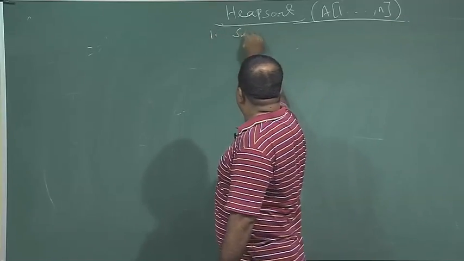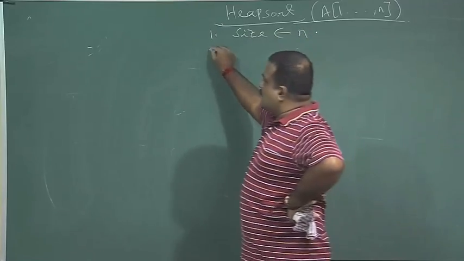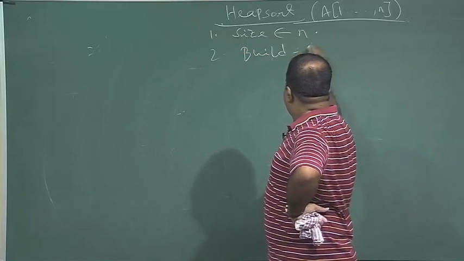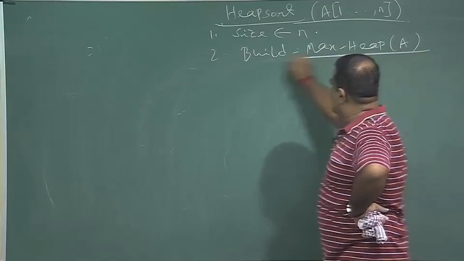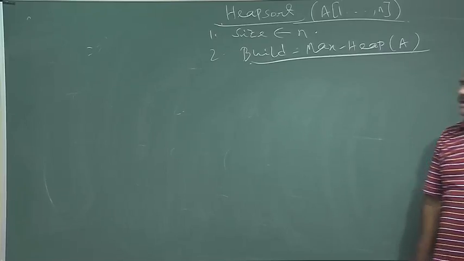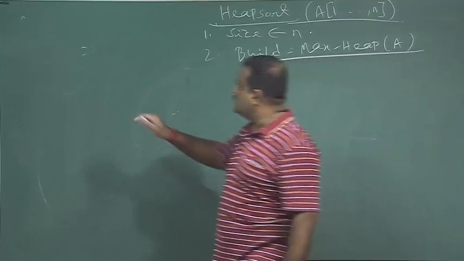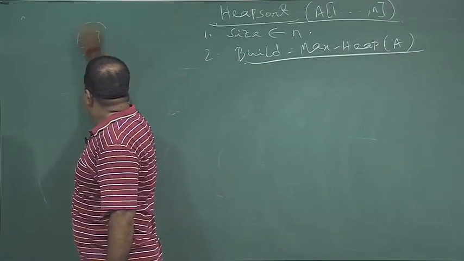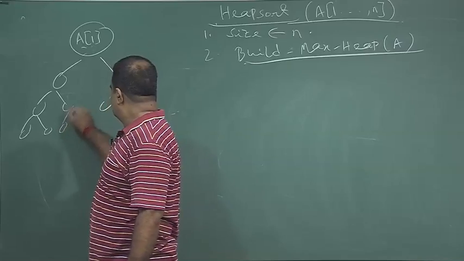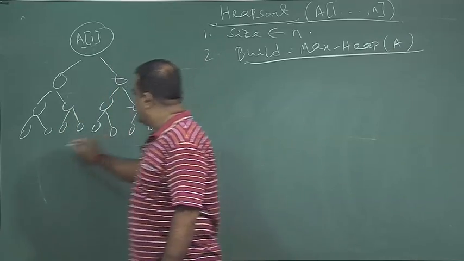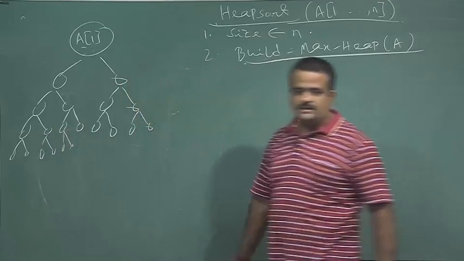So, what we do? We define the size of the array as n. Now we call build Maxify on this array. Once we call build Maxify on this array, it will give us a Maxify array where the maximum is at A1. Like this. Okay. So, maybe we have some more elements. What is the n?